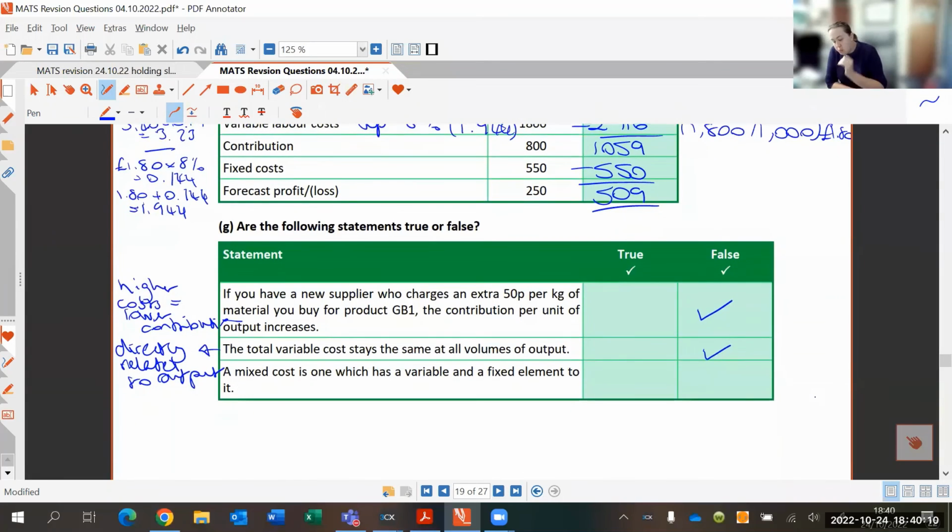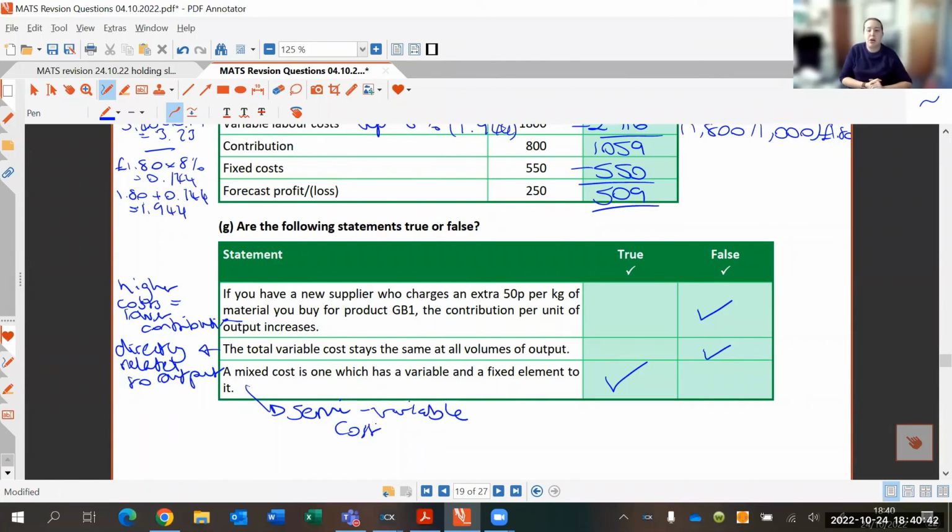Right, again, and this is another cost behaviour question. So a mixed cost is one which has a variable and a fixed element to it. True or false? Hopefully not too bad a question. Yeah, well done. For those of you that will have studied the previous syllabus, your mixed cost is what we also used to call a semi-variable cost. Yeah, remember that one. Yeah, exactly.